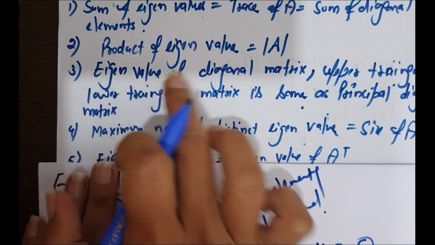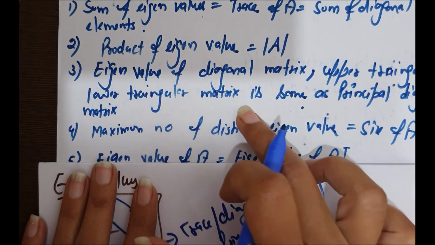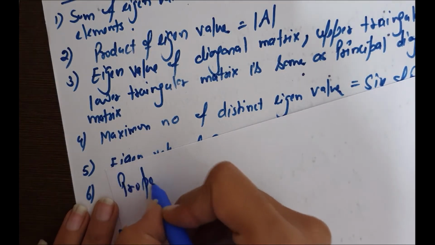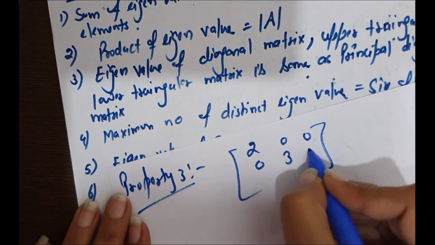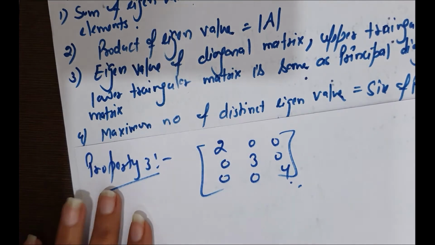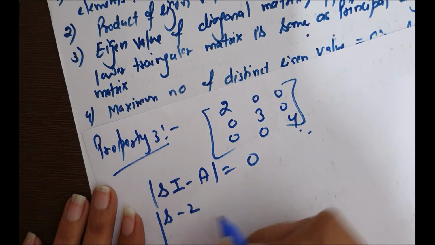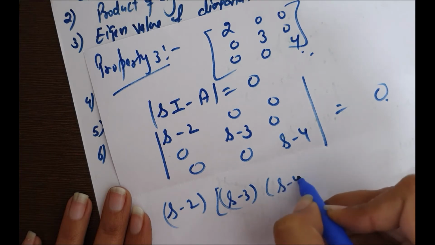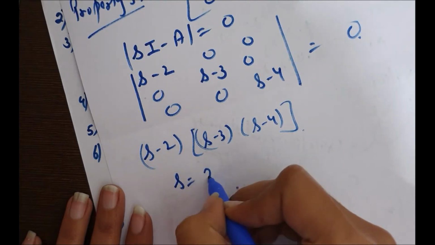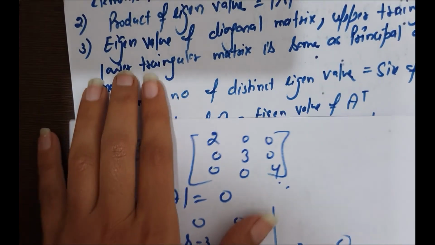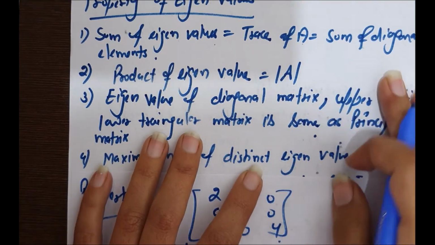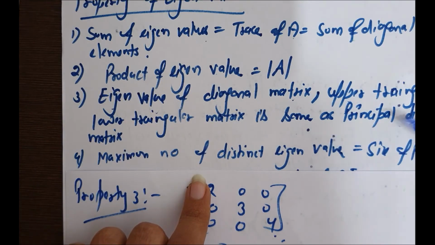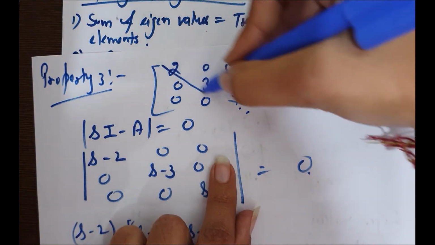Third property: the eigenvalues of a diagonal, upper triangular, or lower triangular matrix are equal to the principal diagonal elements. It means that for the third property, we have taken a matrix. Now see its eigenvalues. Its eigenvalues come out to be 3. So it means that our third property gets verified, that the eigenvalues of a diagonal, upper triangular, or lower triangular matrix are the same as the principal diagonal elements. These are the principal diagonal elements.